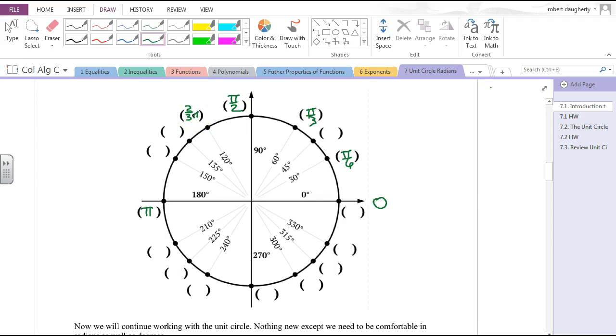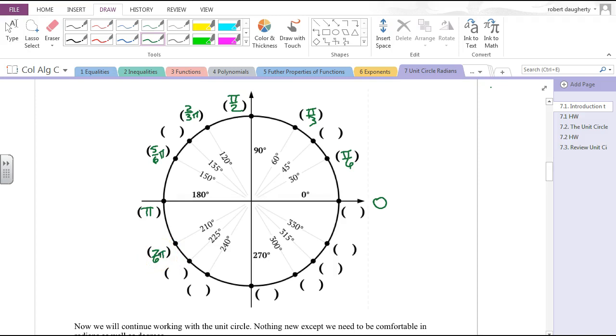After 4/6, what comes after 4/6? 5/6. I'm going to write that one down. There's nothing I can do to simplify that one. Okay, after 5/6 comes how many 6? 6/6, but that's pi, okay? So that's where we are. Now, 6/6 plus 1/6 is 7/6. So this is 7/6 pi.